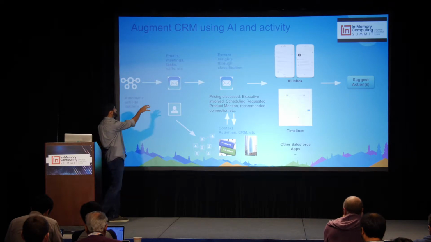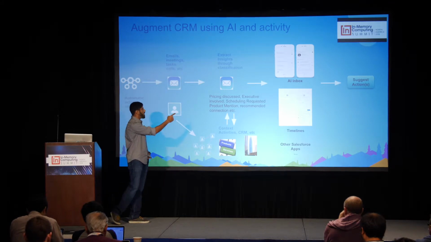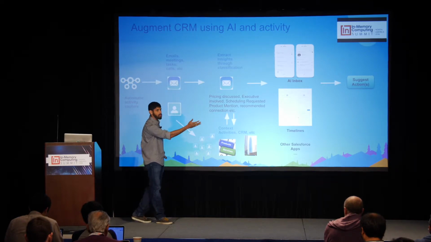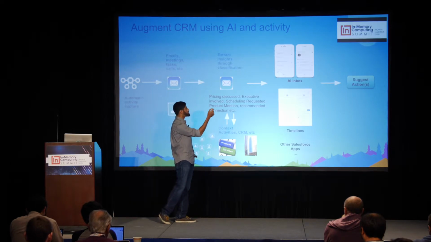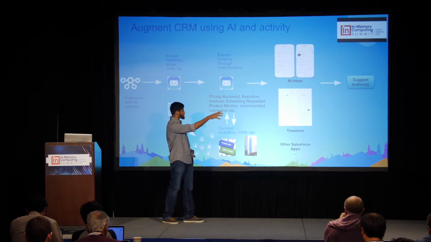Once we capture all those emails, we extract some insights using some of the classifications. And using those classifications, we show those insights in our apps. Like we have an inbox app, which is an email app, which shows some insights about each and every email and each and every contact. And then based on these insights, we suggest some actions to our customers.